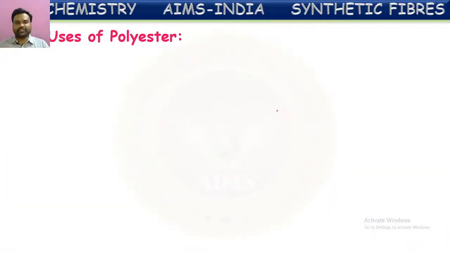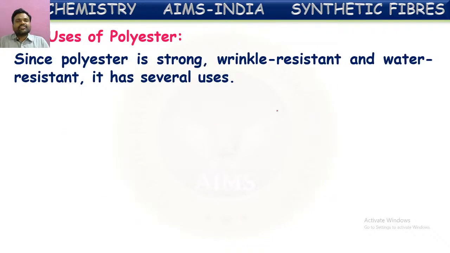So what are the uses of these polyesters? Since polyester is strong, wrinkle resistant, as we said, wrinkle resistance means it won't get folds, even after using it a number of times, even after washing a number of times. Whereas some natural fibers will get easily folded after certain washings. And it is water resistant also. Because of these properties, polyester has several uses. Let us see those one by one.